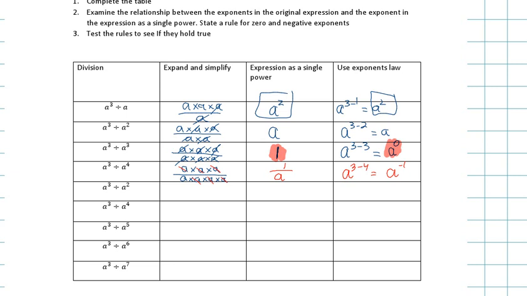Okay. So if I have a, actually not the next one. Skip that one. Let's do this one. So a to the power of 3. So that's a times a times a over a to the power of 5.